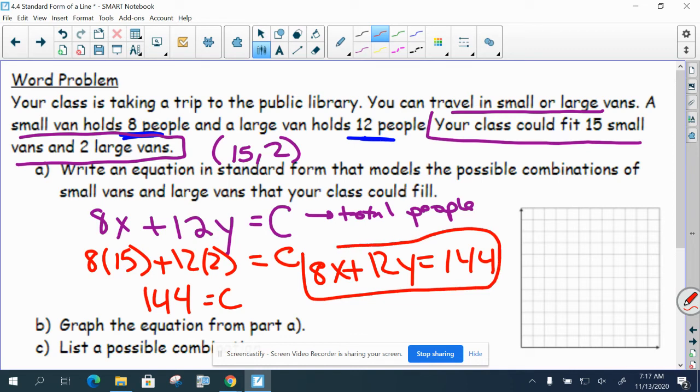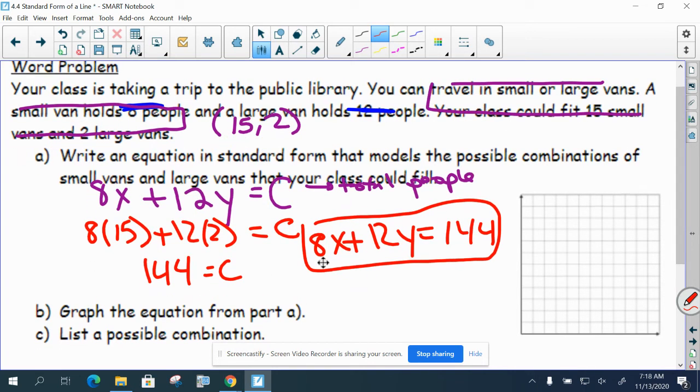All right, so in order to graph, in part B it wants us to graph, we would need to find the intercepts. So remember, if you're finding the intercepts in standard form, if you're finding the x-intercept, you'd set y equal to 0 and then divide by 8. So 144 divided by 8 would be 18. And then for the y, you would set the x equal to 0, so then 144 divided by 12 would be 12. So your x and y intercepts are 18 and 12.